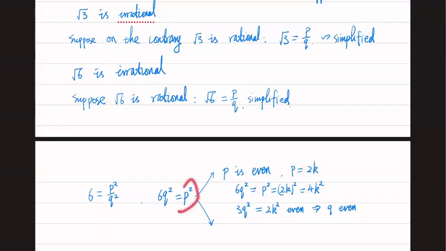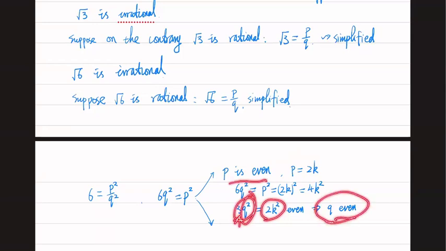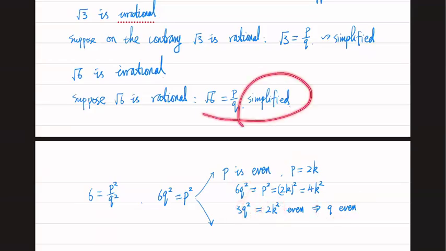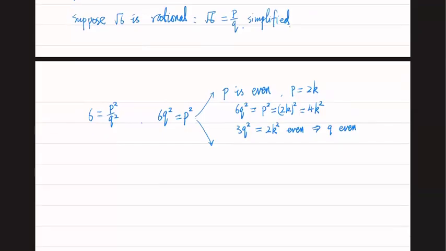So P squared is even, so P must be even. P equals 2K, we plug in, and we get that 3Q squared is also even. 3Q squared being even, 3 is odd, so Q squared must be even. Then Q must be even. P and Q both even contradict this fact. Okay, that's the first proof. Second proof.